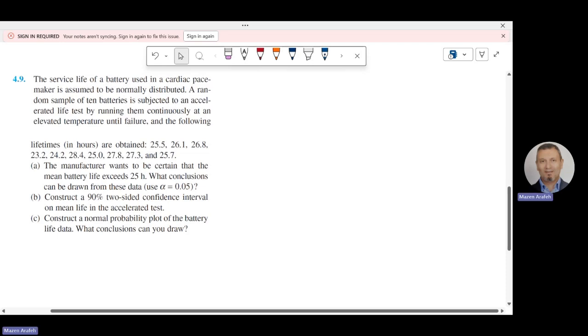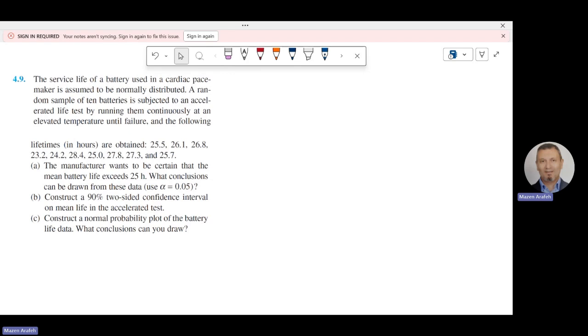Okay, now let's do problem 4.9. The service life of a battery used in a cardiac pacemaker is assumed to be normally distributed. A random sample of 10 batteries is subjected to an accelerated life test by running them continuously at an elevated temperature until failure, and the following lifetimes in hours are obtained. Part A, the manufacturer wants to be certain that the mean battery life exceeds 25 hours. What conclusions can be drawn from these data?